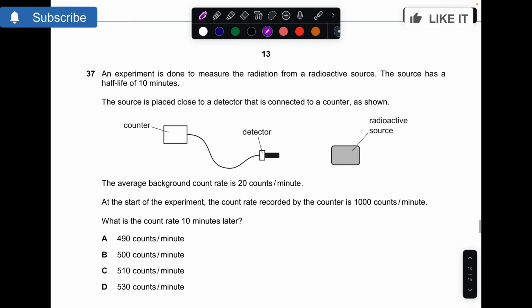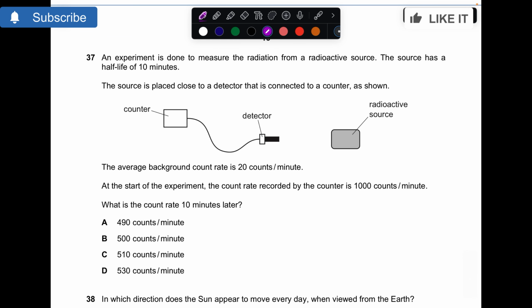An experiment is done to measure the radiation from a radioactive source. The source has a half-life of 10 minutes. The source is placed close to the detector that is connected to a counter. The average background radiation is 20. At the start of the experiment, the count rate recorded is 1000. What is the count rate 10 minutes later? Okay, after one half-life, you have to tell the count rate after one half-life.